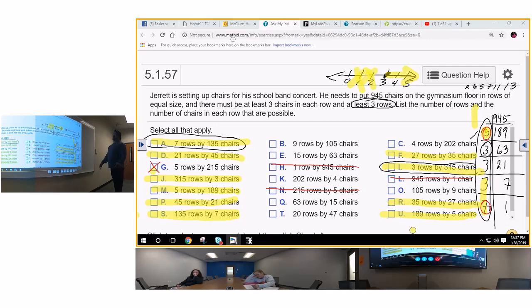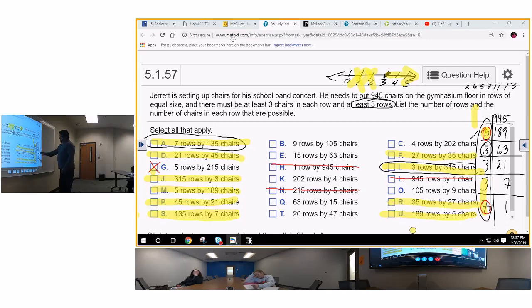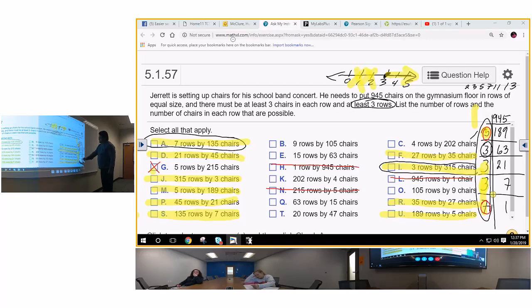All right, pick another one. 9 times 105. Let's see, that's 15 times 7. Will that be 105? Yep. So where's 105 times 9? O. Okay.